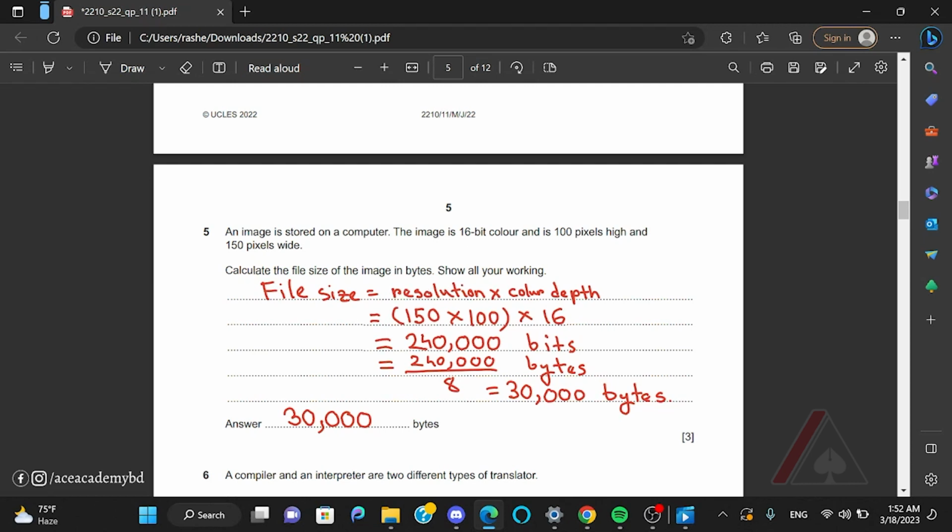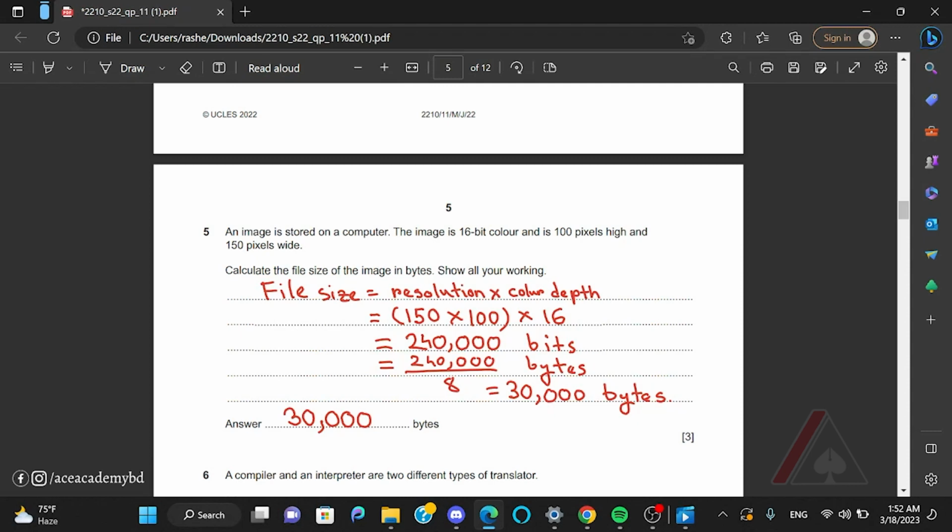So to find the number of pixels, we have to multiply the number of pixels in the height and the number of pixels in the width. So we get 100 times 150. And for the color depth, it is given that it is 16-bit color depth. So we have to multiply it with 16. And after multiplying it, we get 240,000 bits.